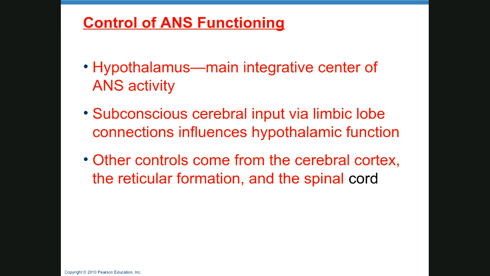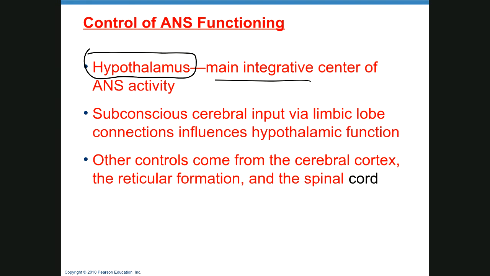Okay, last thing here that we're going to talk about is control. The sympathetic and parasympathetic nervous system are controlled by the brain, more specifically by the hypothalamus. That's where the control occurs. So this is the main integrative center for the autonomic nervous system. So whatever influences the hypothalamus will influence the ANS activity.